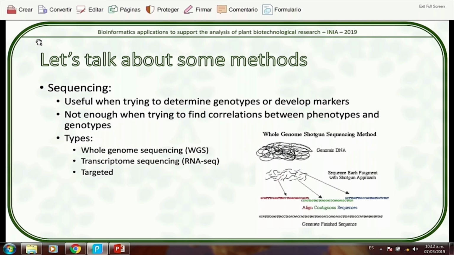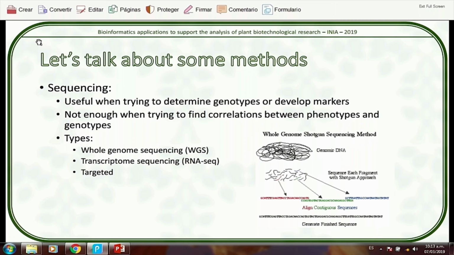Now let's talk about some overall methods. This is going to be very fast. So, methods for sequencing. We were just talking about that. When are they useful? They're useful when you're trying to discover genotypes or develop markers. When it's not enough is when you try to find correlations between phenotypes and genotypes. You need more data.